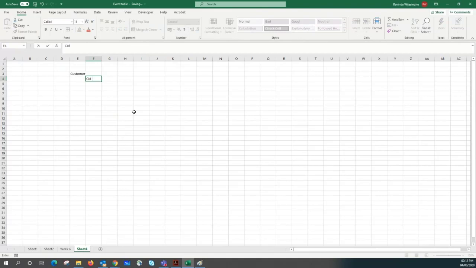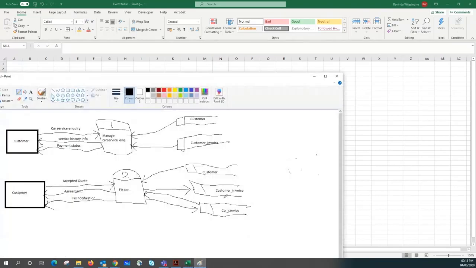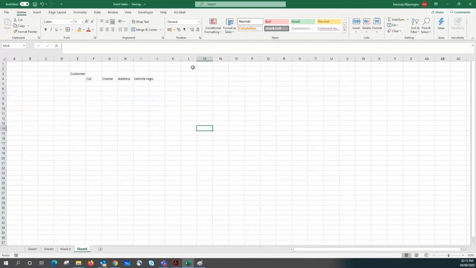What are the row columns I need to have? Customer ID column. Then I may have customer name, address, vehicle registration number, right? So these are the information usually it contains, right? And then the next entity, say customer invoice, let's say customer invoice.